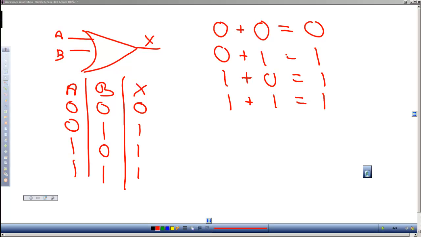So that would be our second rule. We would say A or B is equal to X would be our equation: A or B, and we use the plus sign for OR.